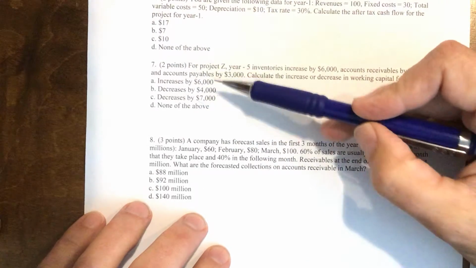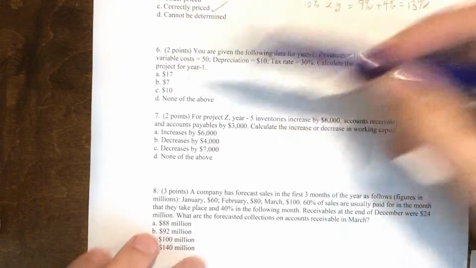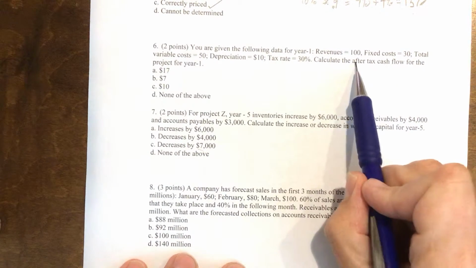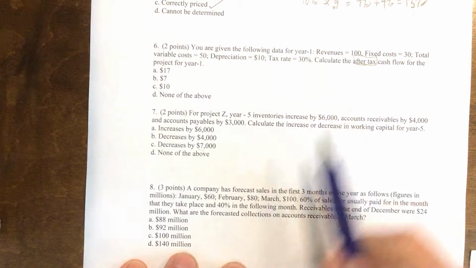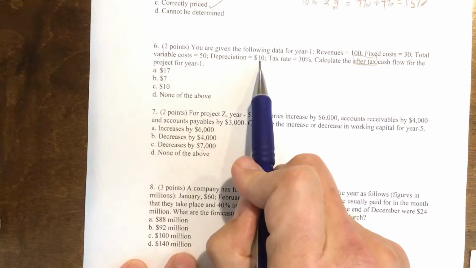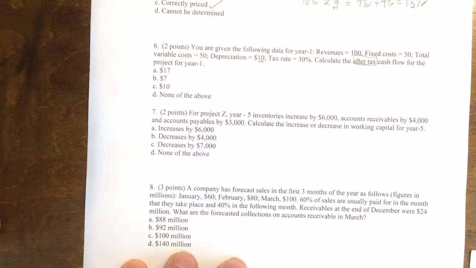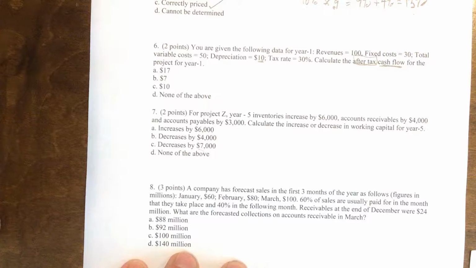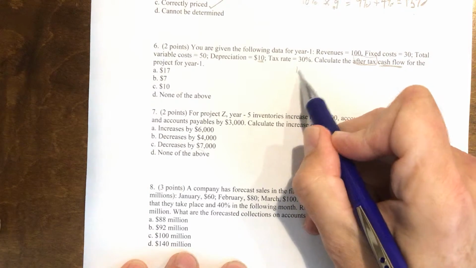Okay, we'll pick up with problem 6 here. And this is, again, pretty straightforward. They just want you to calculate the after-tax cash flow. So the only thing you've got to remember here is to deduct depreciation before computing taxes. But then, since they want cash flow, you don't subtract depreciation from the cash flow. So let's just look at it real quick.